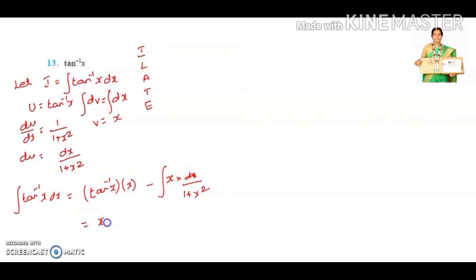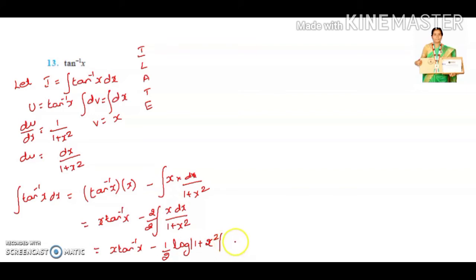So this is equal to x tan inverse of x minus, here let us multiply and divide by 2 in order to get the form log mod 1 plus x square. So this is equal to x tan inverse of x minus half, and the integral of 2x by 1 plus x square value is log mod 1 plus x square. If we differentiate, we get the previous step. So x tan inverse of x minus half log mod 1 plus x square plus c is the answer.